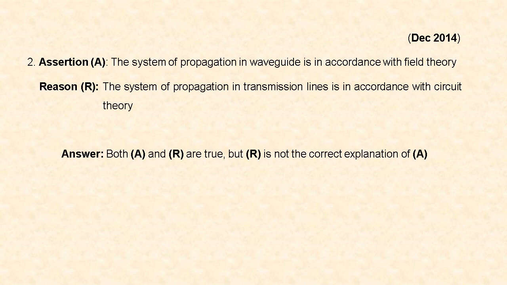Next question. This question was asked in December 2014. It is assertion and reason type. Assertion: the system of propagation in waveguide is in accordance with field theory. Reason: the system of propagation in transmission line is in accordance with circuit theory. Here both the assertion and reason are true, but reason is not the correct explanation of assertion.